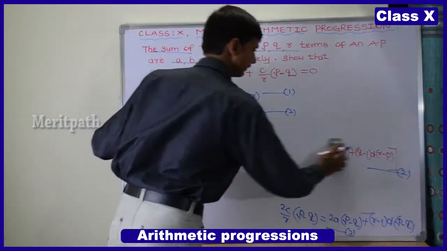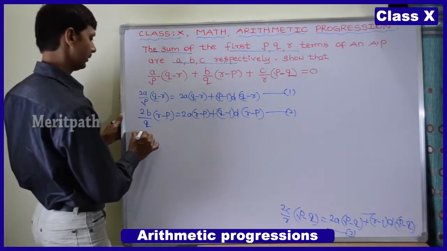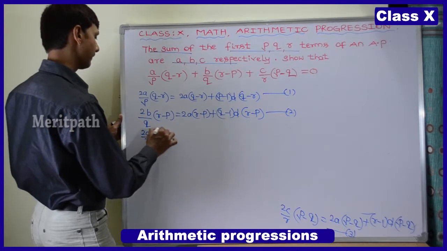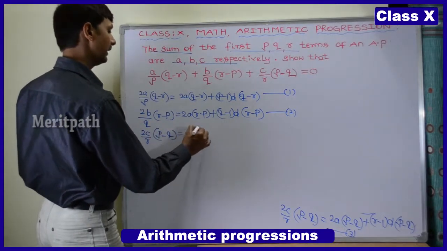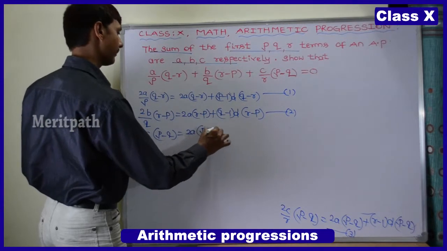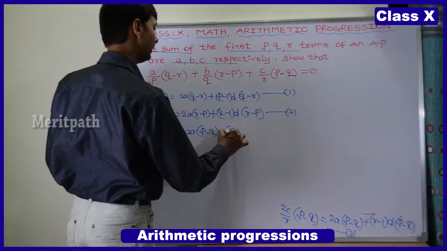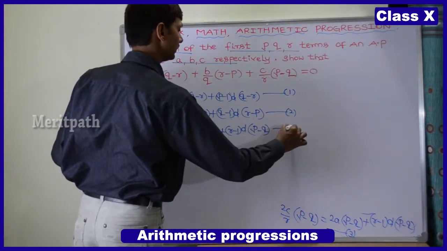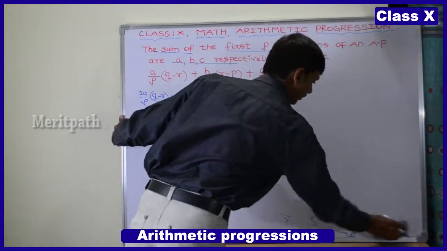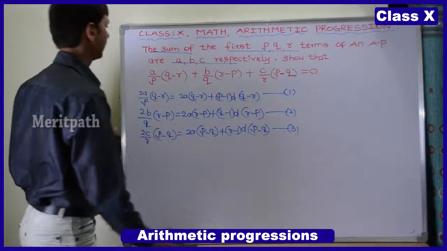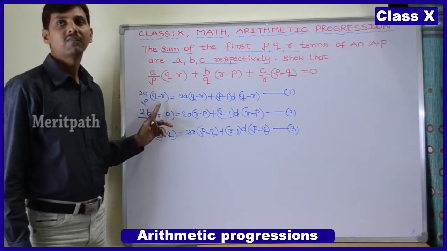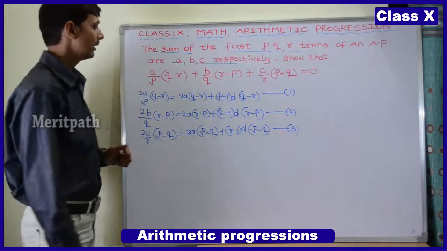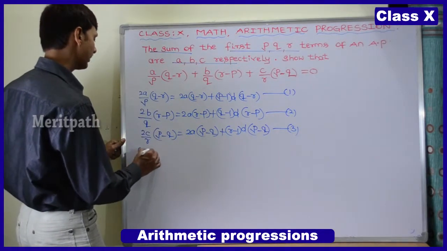The third equation is 2c by r into p minus q equals 2a into p minus q plus r minus 1 into d into p minus q. We got three equations here. So we simplified these three equations. After simplification of these three equations, let us add these three: 1 plus 2 plus 3.